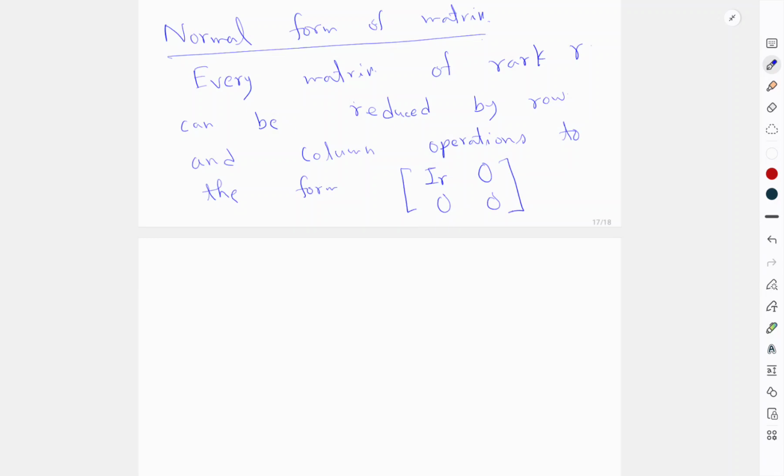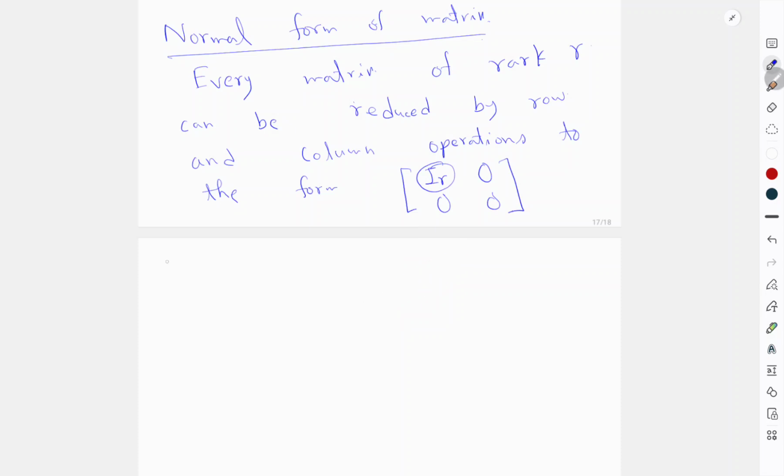What is the extra in the normal form? The normal form is more clear. IR is basically like 1 0 0 1, so it is clear that there are two pivot elements. For rank R you have R pivotal elements. And from the minor point of view also, you get a maximum R order non-zero minor.